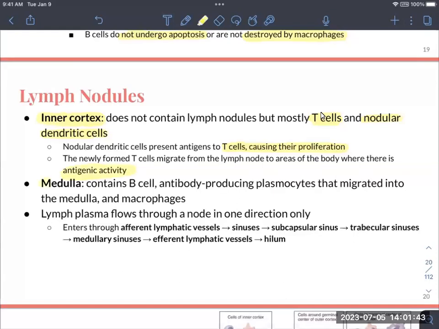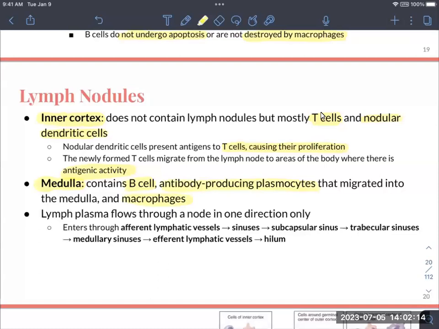The medulla has those B cells. We have antibody-producing plasmacytes and macrophages. So again, we've got storage of all of these different cells to help us remember how to get rid of certain pathogens that may have entered our system.